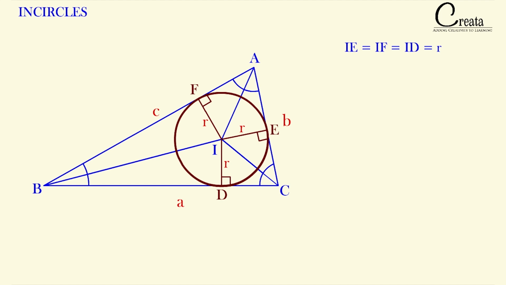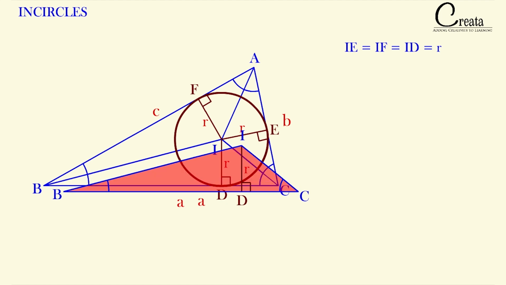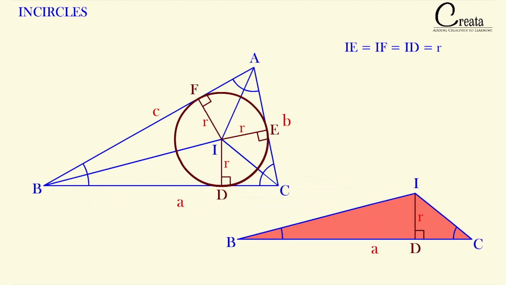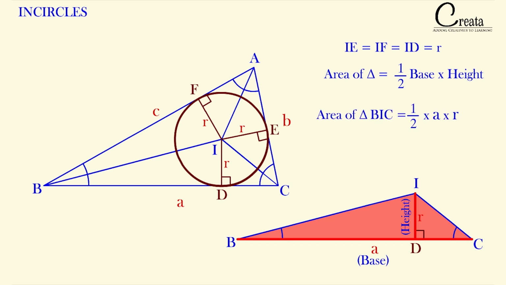If we take the triangle BIC, okay, this is the triangle BIC, can we calculate the area of this triangle? Let's do so. We know the area of a triangle is equal to half into base into height. Here the base for this triangle is BC and the height of the triangle is ID. And ID is equal to r and BC is equal to a. So we got the area of triangle BIC is equal to half into a into r.